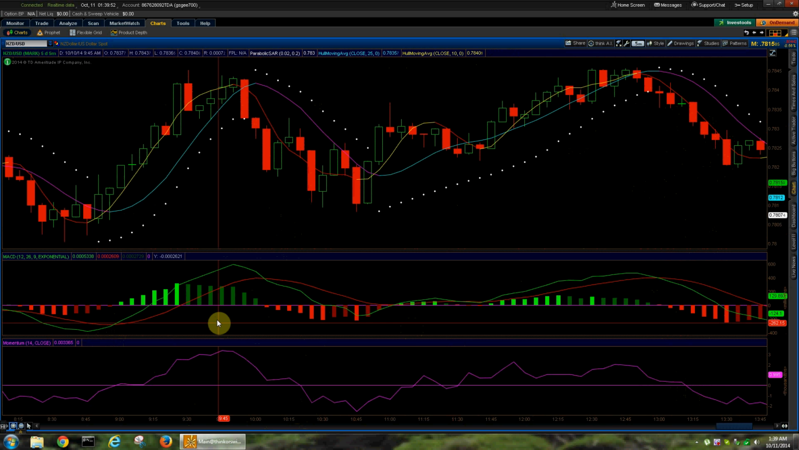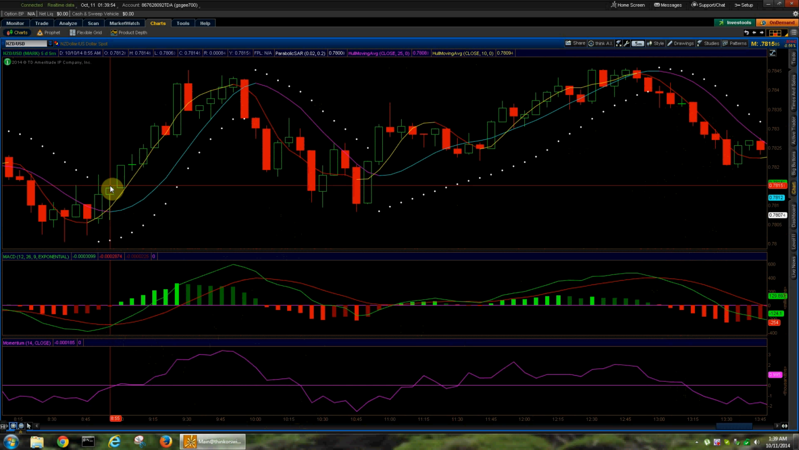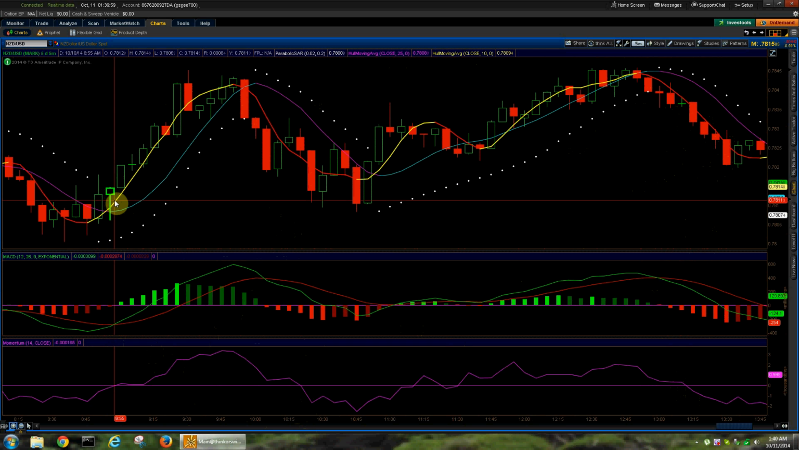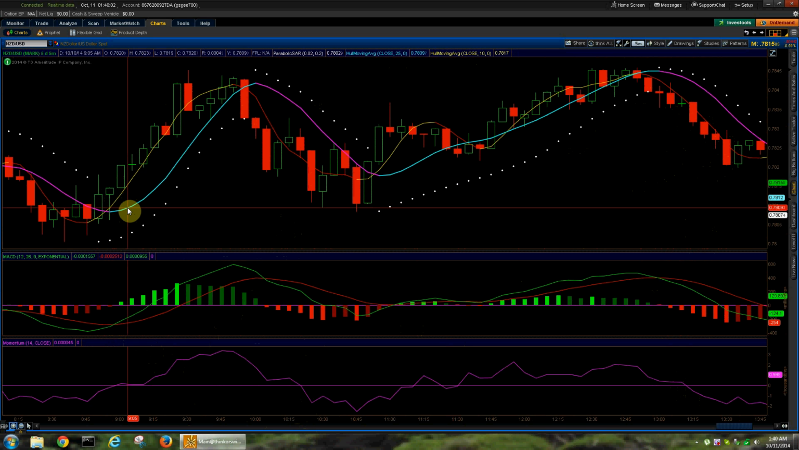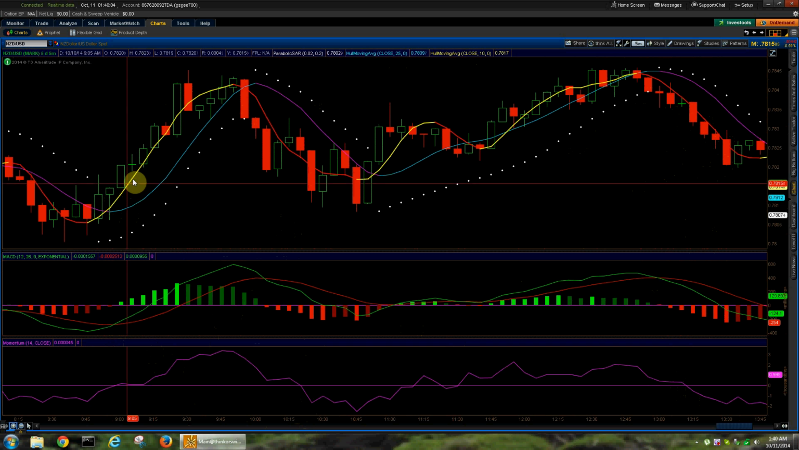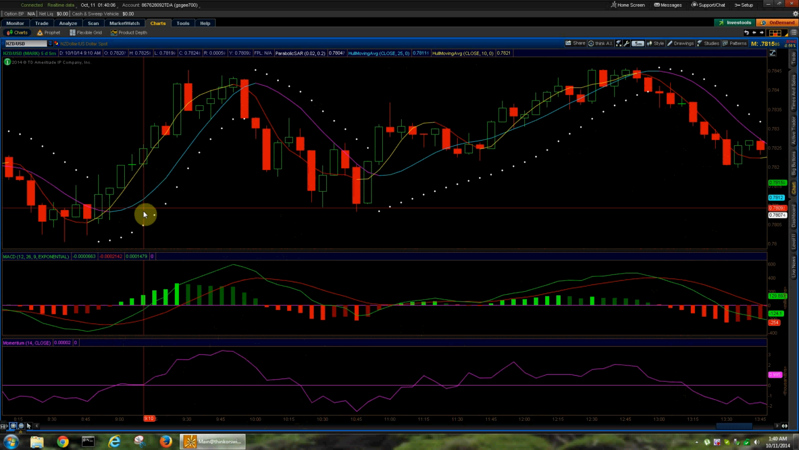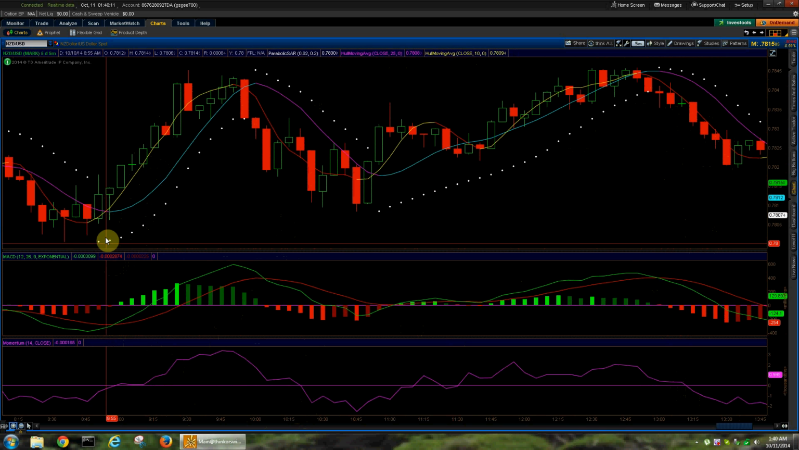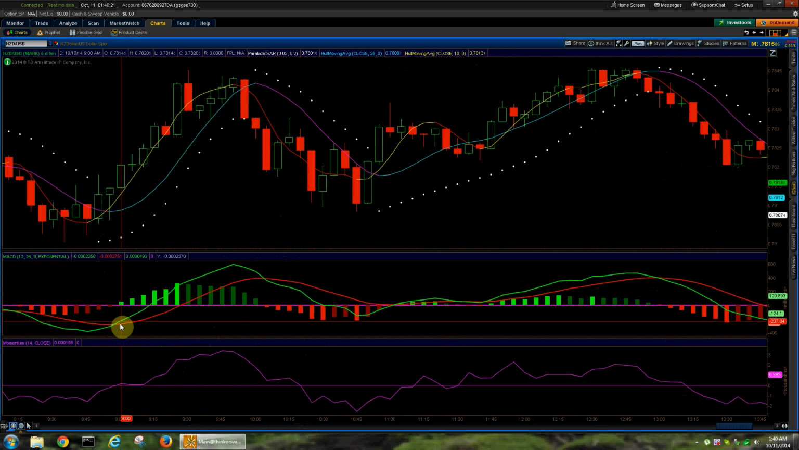Now if we look at an uptrend here, you see the yellow line above the blue line signifying an uptrend. The slope on both these lines is steep. There's space in between them too. The Parabolic SAR is on the bottom. So as we mentioned before, the MACD is usually slow. So we take a look at here. Here's the crossover. Here's the first real green bar with some space.